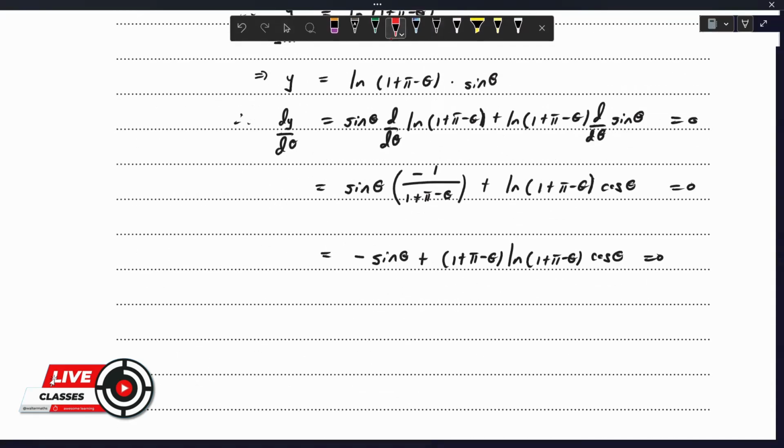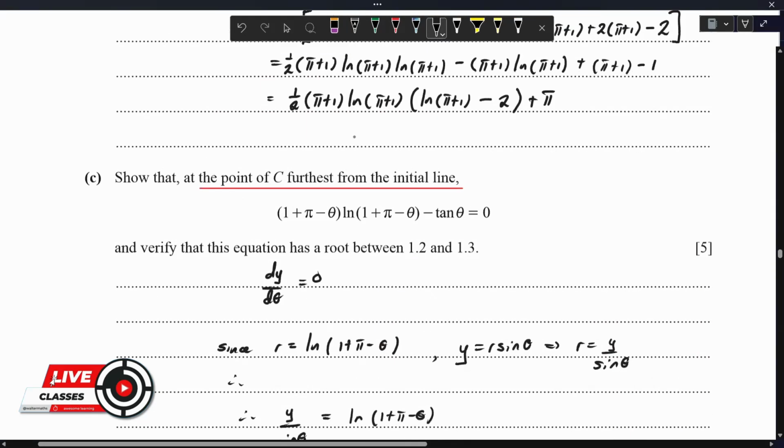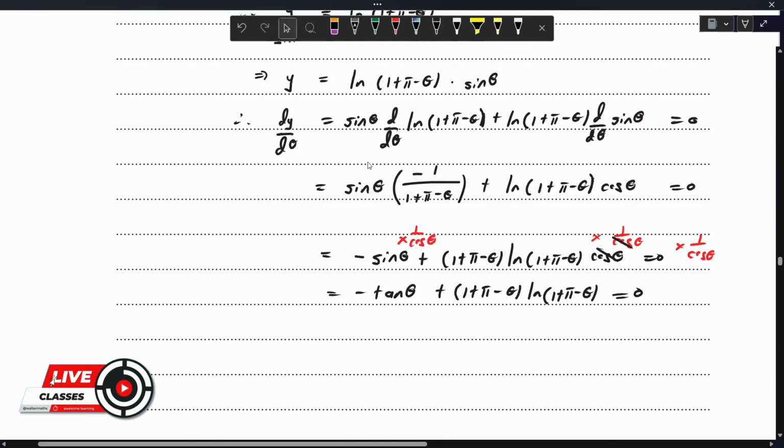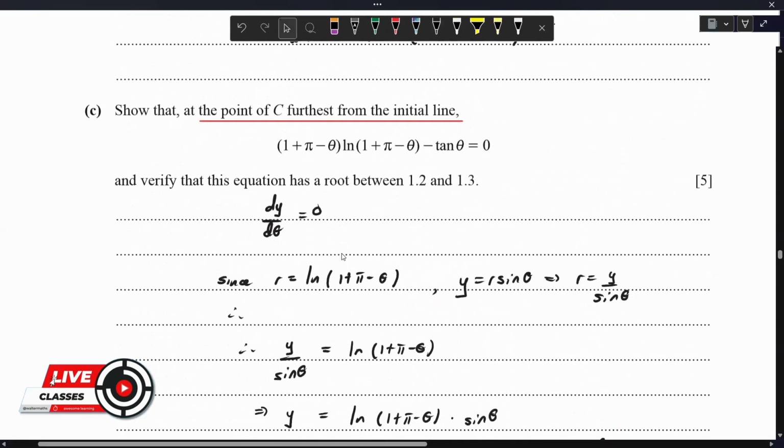And we're going to divide all the terms by cos theta. And when we do that, we'll be having minus tan theta here, all right, plus 1 plus pi minus theta of ln of 1 plus pi minus theta. These two cancel, equal to 0. Now, that's what they want us to prove, isn't it? That's it. Let's just rearrange. Therefore, this leads us to having 1 plus pi minus theta of ln of 1 plus pi minus theta minus tan theta equal to 0. Okay, and that's shown. All right.